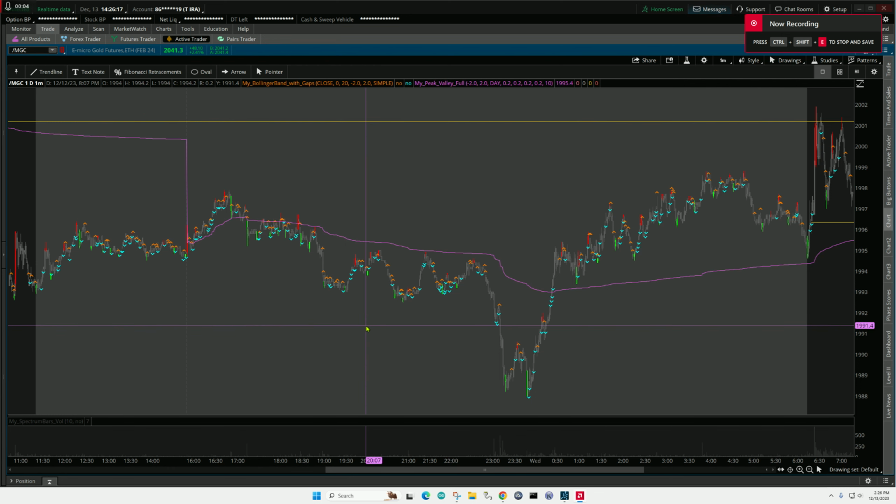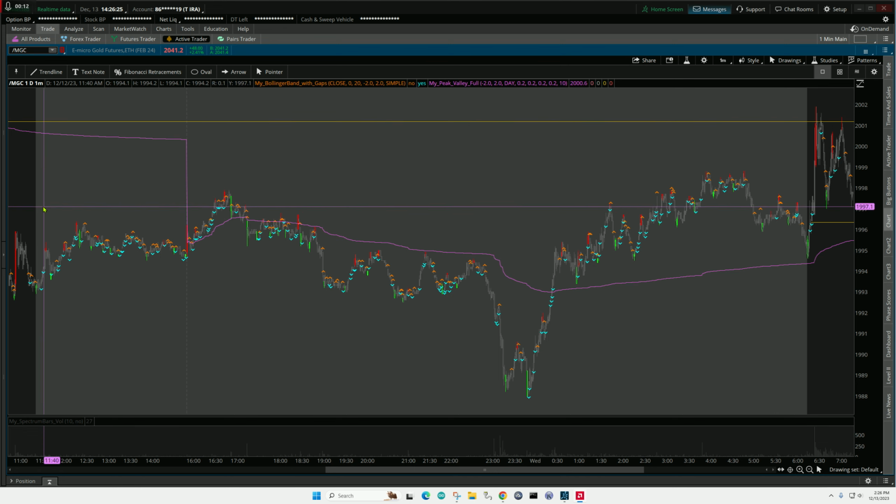December 13th, 2023, Micro Gold Futures, February contract. What you're looking at here is a 1 minute chart. It's the overnight session in the gray. And then here's the daytime session for today. And then to the left, previous daytime session.